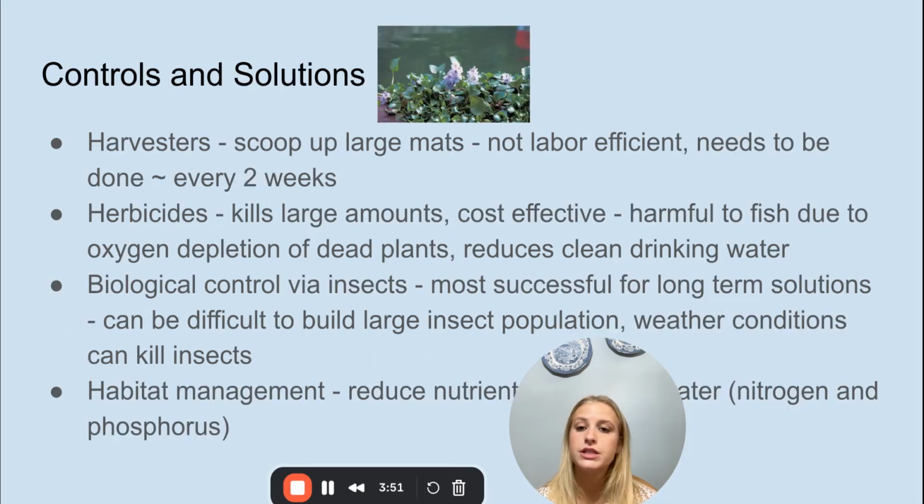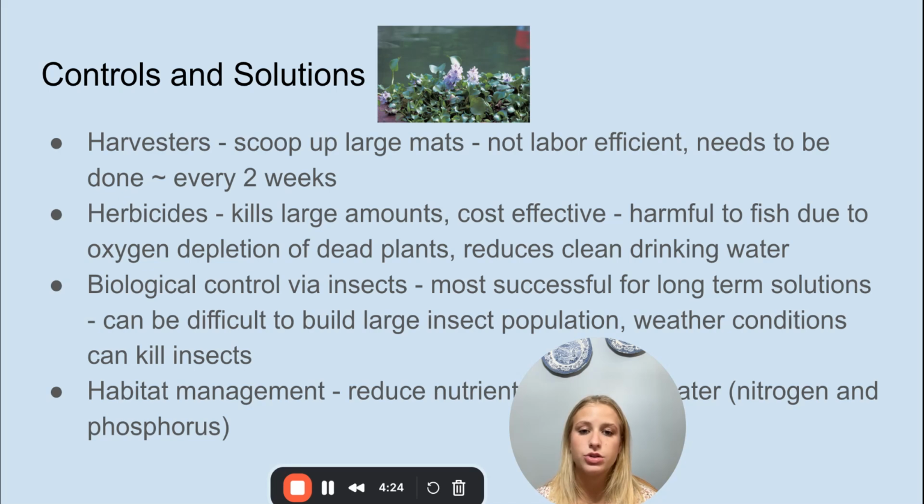Some controls and solutions is harvesters, which is like mechanical machines. They scoop up the large amount of mats, and then, however, it is not labor efficient, and it needs to be done every 2 weeks because, again, it is rapid reproducing, so it's very labor intensive. Then you can use herbicides, which kills large amounts and is cost effective. However, it's harmful to fish because of the oxygen depletion of the dead plants, because they do, again, just sink in the water, and that creates problems with clean drinking water available to the people.